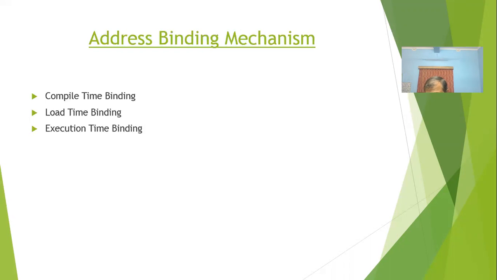And lastly, we have the execution time binding. Now this method permits moving a process from one memory segment to another memory segment during runtime. So in this case, the final binding is delayed until the runtime. There is some special hardware available for this particular scheme to work. Most of the general purpose operating systems generally use the execution time binding scheme. So these are the three address binding mechanisms. Basically, a particular process goes from one state to another through the address binding mechanisms.